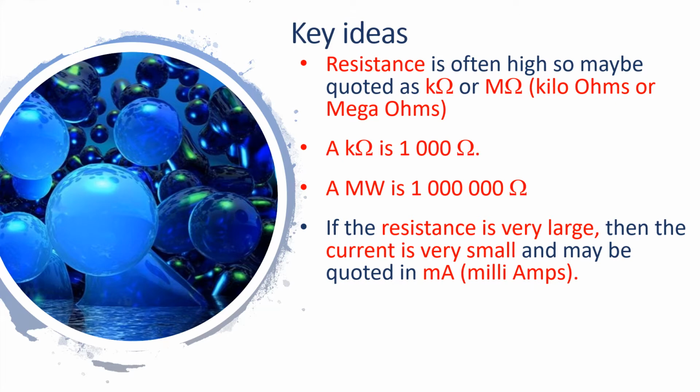Make sure you know your prefixes. A milliamp is 1,000th of an amp, or 0.001, or 10 to the minus 3. A microamp is 10 to the minus 6. And it could be a nanoamp, which would be 10 to the minus 9 amps.